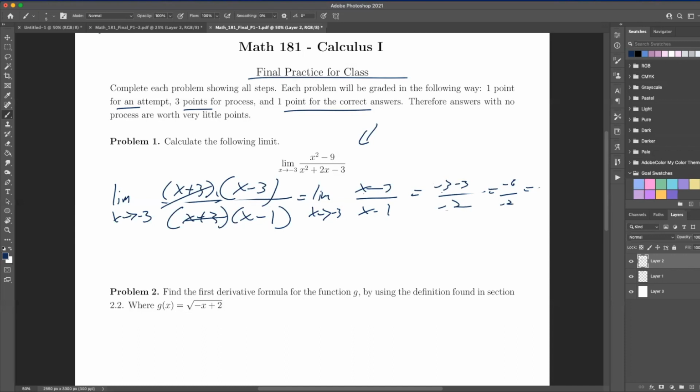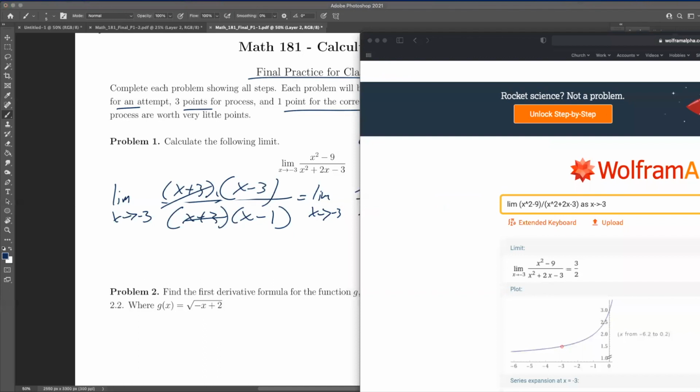Do you ever have days you're thinking, maybe I shouldn't be a math teacher? Maybe I should go dig ditches. That's where I'm at today. I typed this in right. Yeah, so I should get 3/2. And yet I'm not.